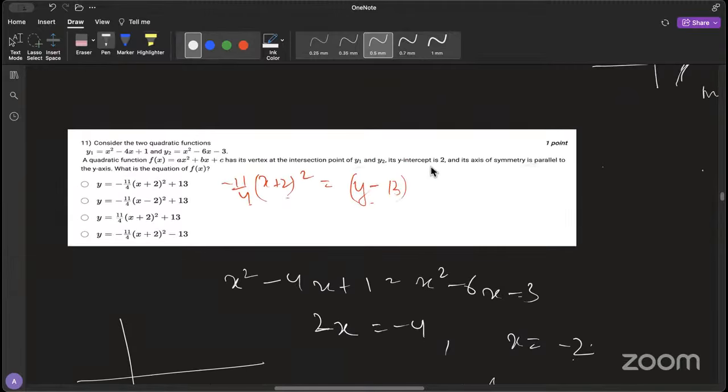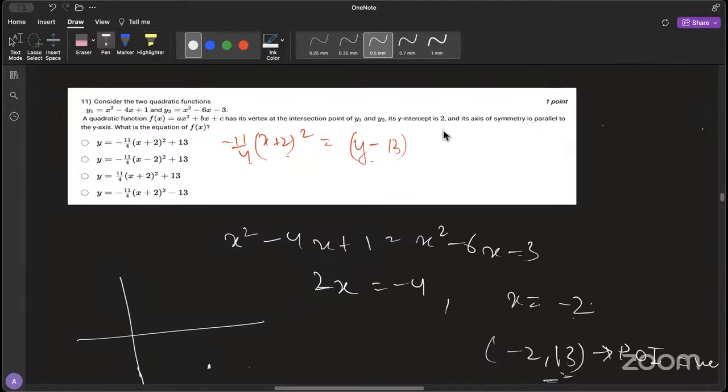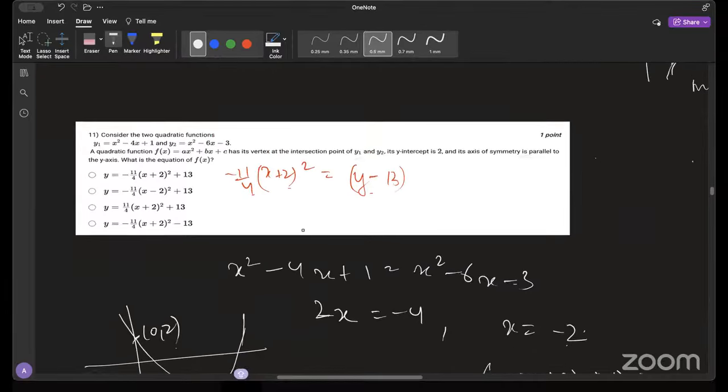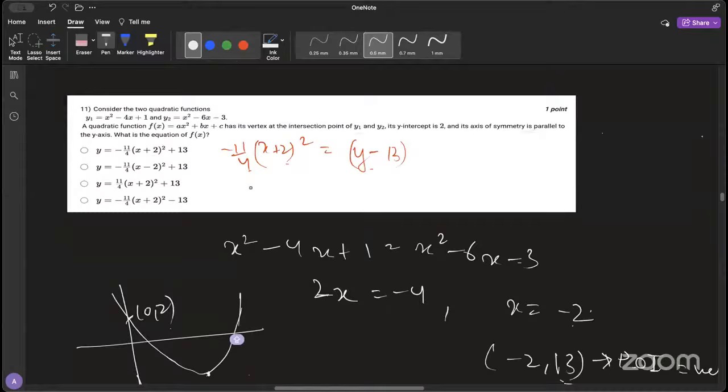Now, it says that it intersects the y-axis at 2, right? So if it is a downward parabola, there's no way it can intersect the y-axis at 2. That means it will have to be an upward parabola for this to intersect at 2. Now this point will be (0, 2). Is this clear to everyone? It's not given in the question that it's an upward parabola, but this is how you figure it out, because it says the y-intercept is 2.